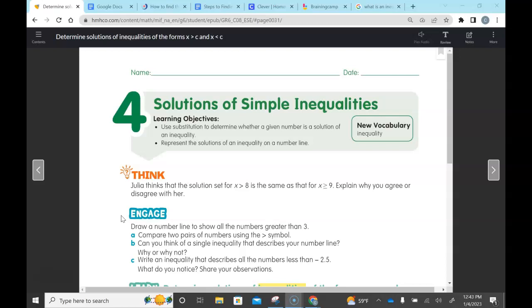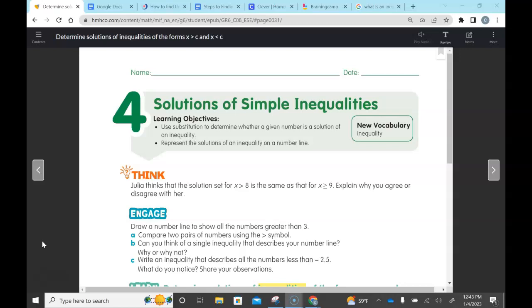Now we can see, first of all, the two goals for today: to use substitution to determine whether a given number is a solution of an inequality. And when we talk about an inequality, that's just the comparison of expressions or values that are not equal to each other. So you're going to see the greater than and less than symbols there. And then we're also going to represent the solution of an inequality on a number line. So those are our two goals for this lesson.